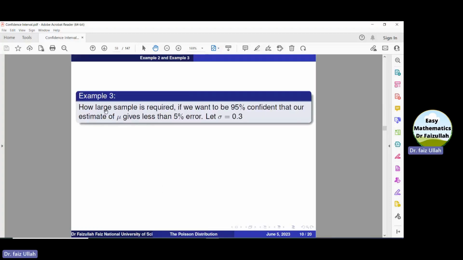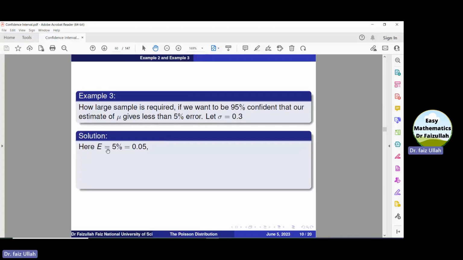Let us solve another example. How large a sample is required? So we need the value of n. If we want to be 95% confident that our estimate of mu gives less than 5% error, let sigma be equal to 0.3. Here error is given, which is 5%, equal to 0.05. Sigma is 0.3.